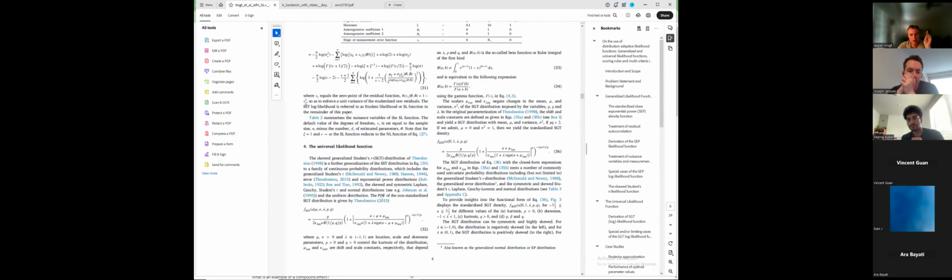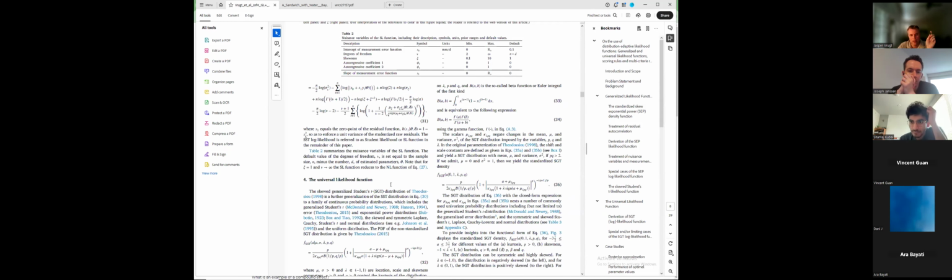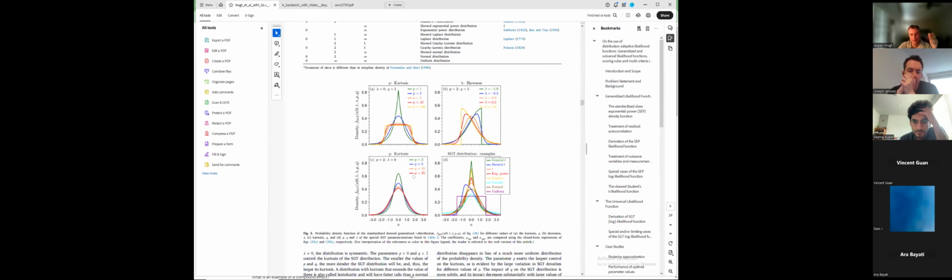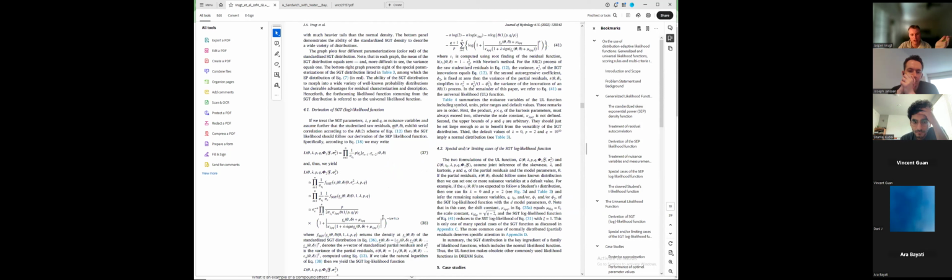Plus in this paper, I developed what's called the universal likelihood function. It's a further extension where you're even more flexible. So now we have a likelihood function that has all these nuisance variables that you can estimate along with your model parameters. So where you no longer make the assumption that your residuals are normal, can have any distribution.